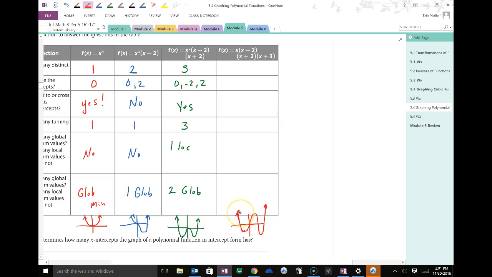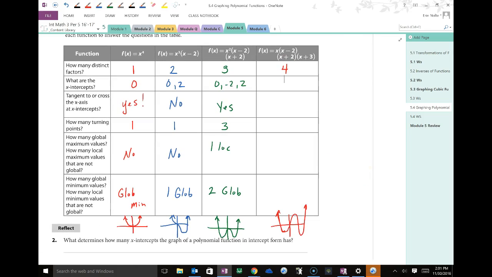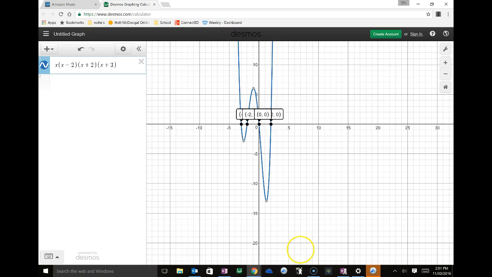Something like that. Okay, so we had 4 factors. We had how many x-intercepts? 4, right? So we had 0, 2, -2, and -3. Did we have a bounce? No. No bouncing on the trampoline, assuming the trampoline is the x-axis.